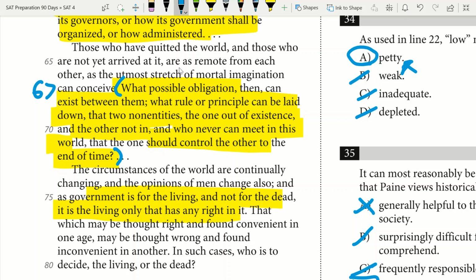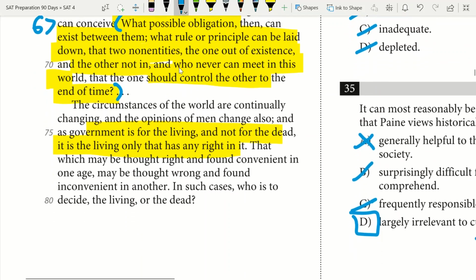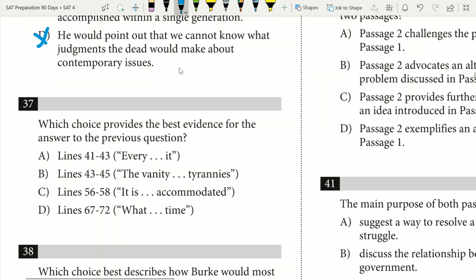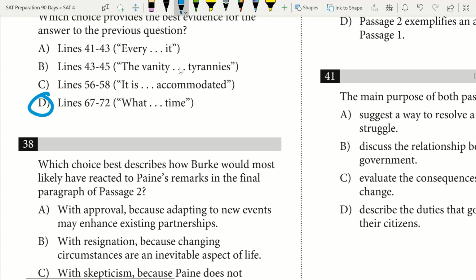What possible obligation then can exist between them? So he's saying that there's no meaningful links between them. What rule or principle can be laid down that two non-entities, that one out of existence, the other not in, who can never meet in this world should control each other to the end of time? So that's 67 to 72 would be our best evidence there. We see that's option D for 37, so that would be our answer there because that's showing there's no meaningful links between them.